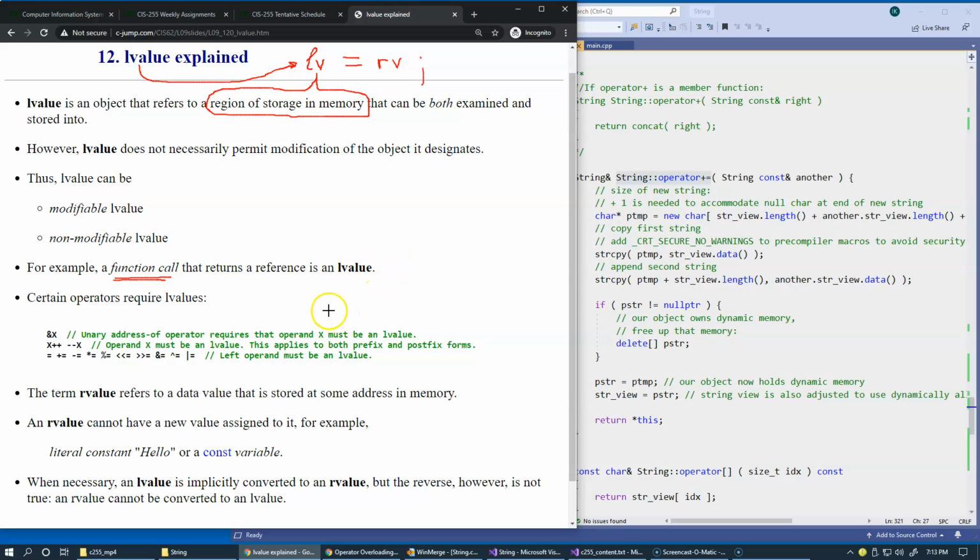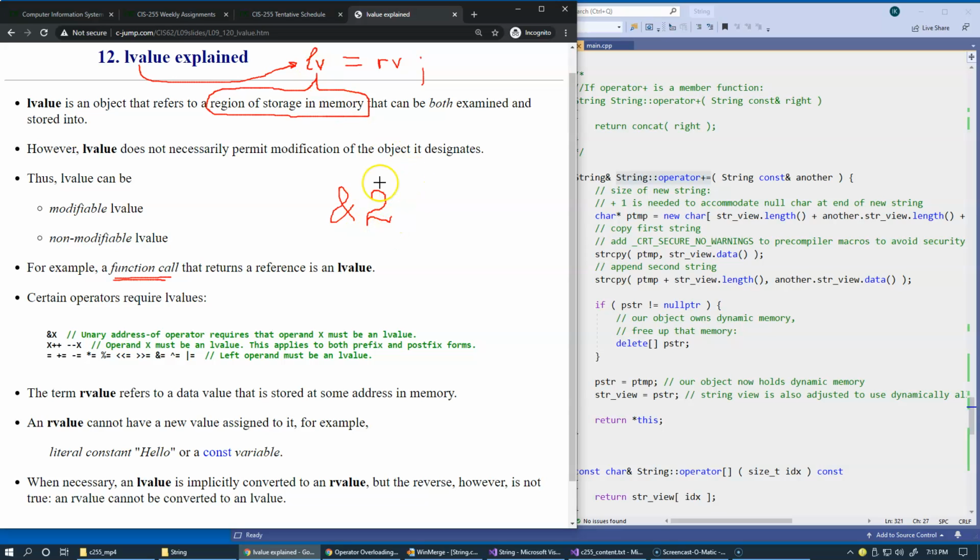Certain operators, and that's the reason why we're discussing this technicality right here, require lvalues. So taking the address of, the unary address-of operator, requires that the operand has to be an lvalue. In other words, it just violates the idea of an address, conceptually taking the address of an object. For instance, if you have a constant 2, you cannot take its address, because this is a constant, so it's definitely not an lvalue.